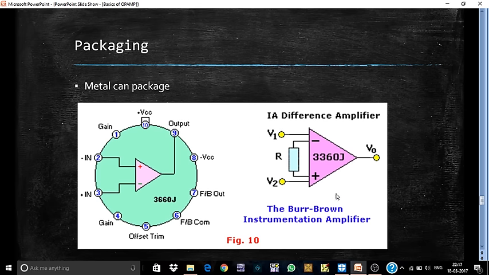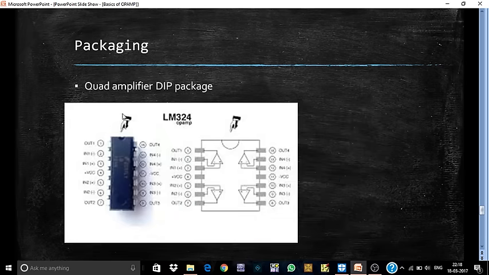This is a Burr-Brown instrumentation amplifier, 3360Z. And the last packaging of the op-amp is the quad amplifier dual inline package. LM324 is a quad amplifier dual inline package, and this is the IC and its internal structure. Here is a negative input and a positive input, and here a positive input and negative input. This is plus VCC, and this is minus VEE. And this is all about op-amp.